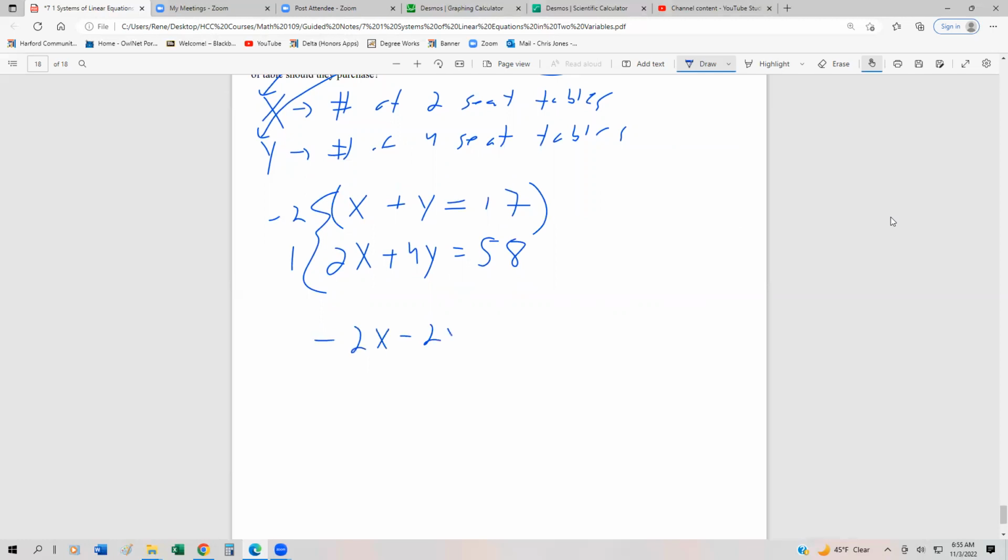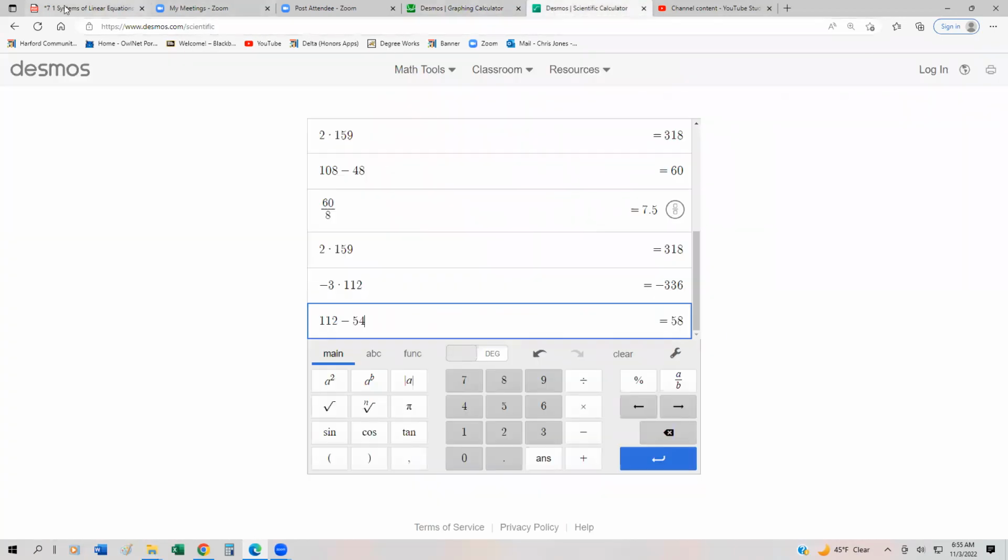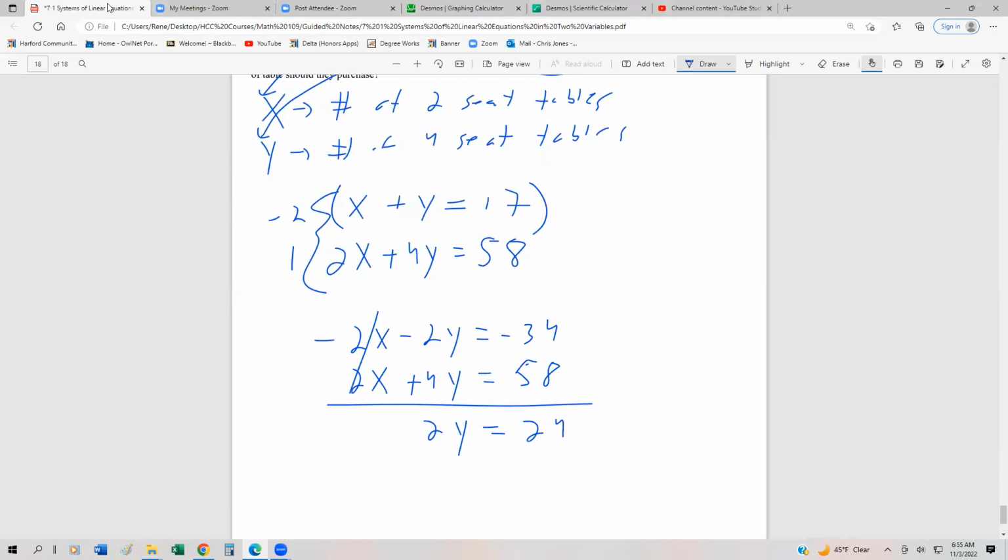If we multiply the first equation by -2 and the second equation by +1, we get negative 2x minus 2y equals negative 34. And then 2x plus 4y equals 58. These are going to cancel. 2y should be equal to 24. But I just want to make sure because, again, all day my arithmetic's been off, which isn't good. So we had negative 34 plus 58, which is 24. And so we divide by 2, and y is equal to 12.